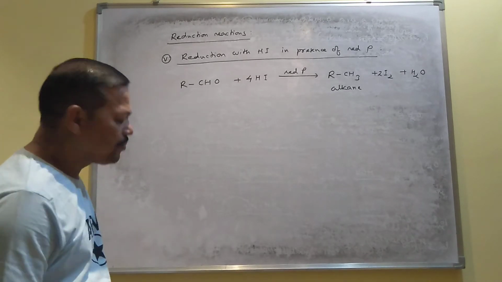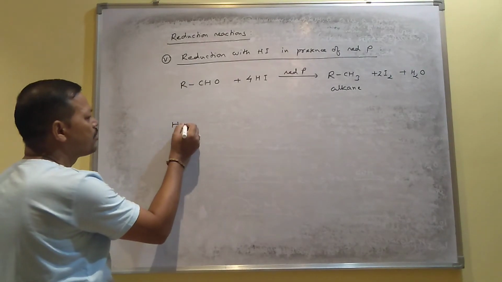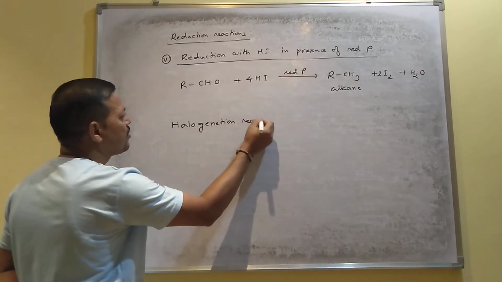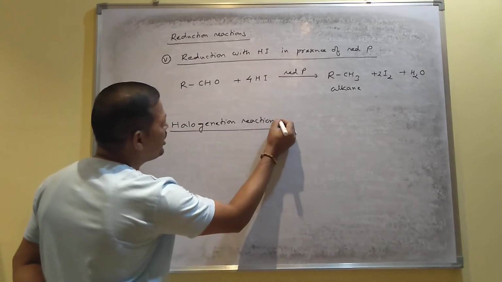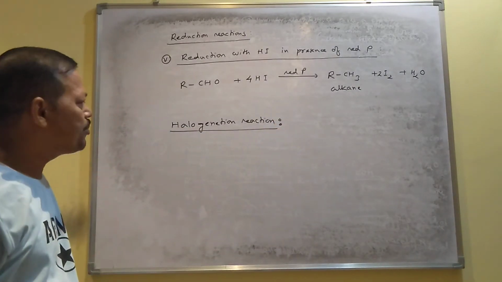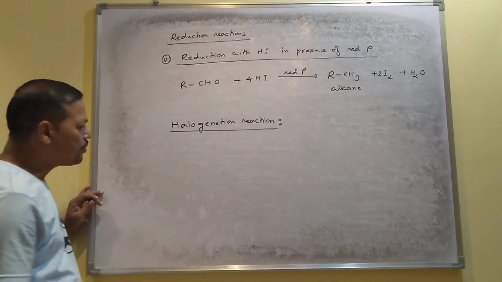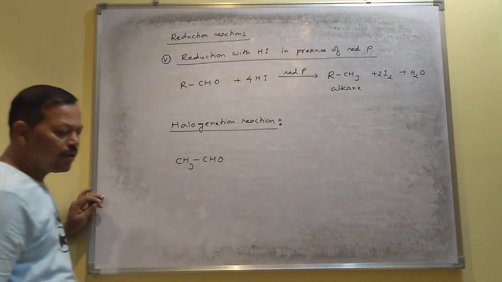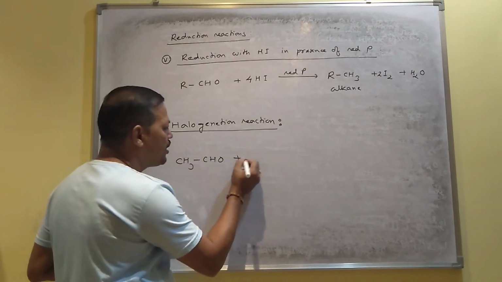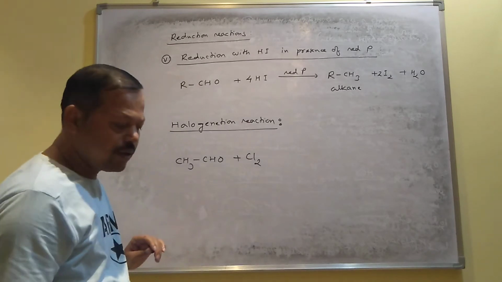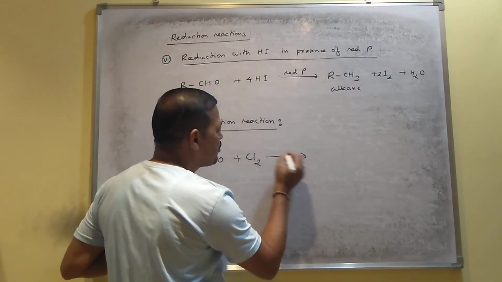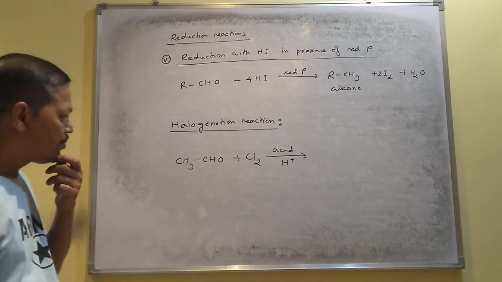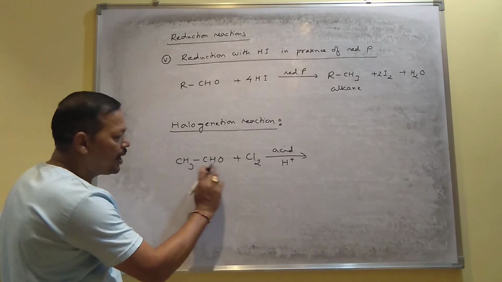Now another reaction, this is not reduction, this is called halogenation reaction. Halogenation means nothing but addition of halogen. This is one of the aldehydes, CH3CHO. When you apply halogen like chlorine, bromine, in presence of some acid, or you can write H plus also, H plus represents acid. You know this is the functional group, aldehyde.